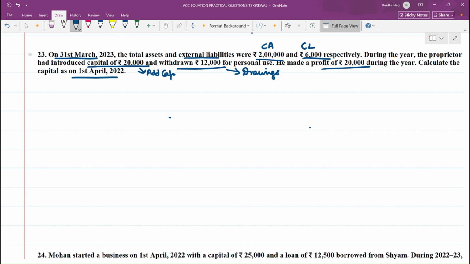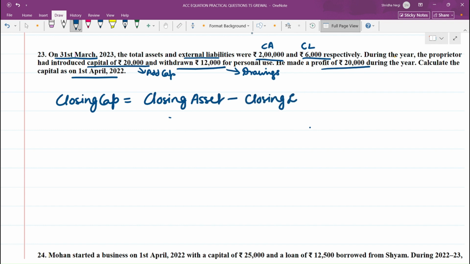But here in the first sentence, closing asset and closing liability are given. So can you find out the closing capital? Yes, you can easily find out. Closing capital is equal to closing asset minus closing liability. ठीक है, closing asset how much? 2 lakh minus 6,000. ठीक है. So how much is the amount? It is 1,94,000. Now you have got the closing capital.